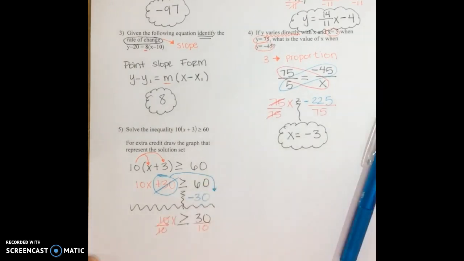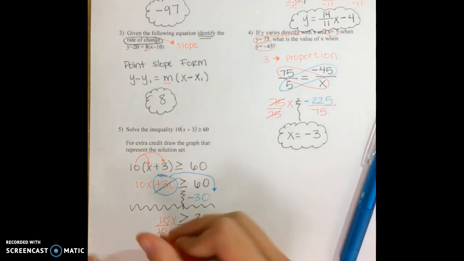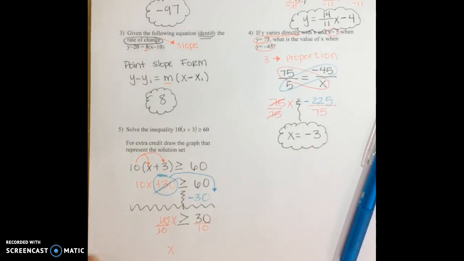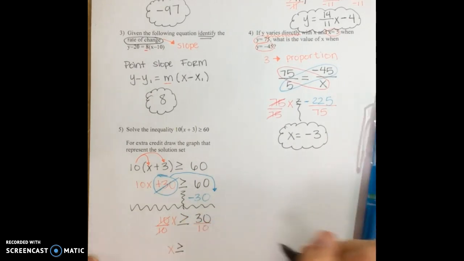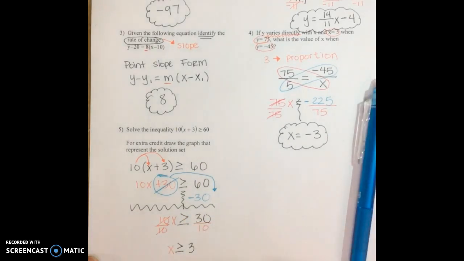This cancels out. I'm not dividing by a negative, so do not switch the symbol. That only happens if this number is negative, but it is not. Do not switch it. So that's x is greater than or equal to 3.